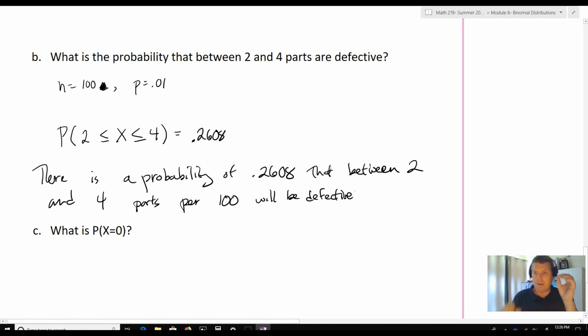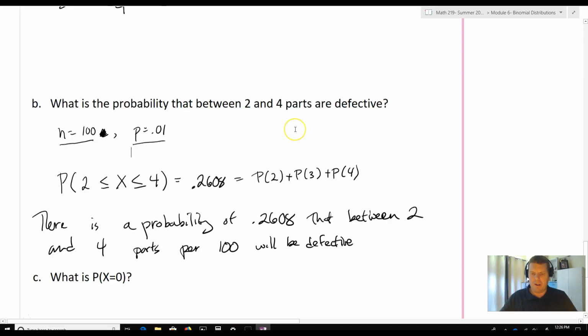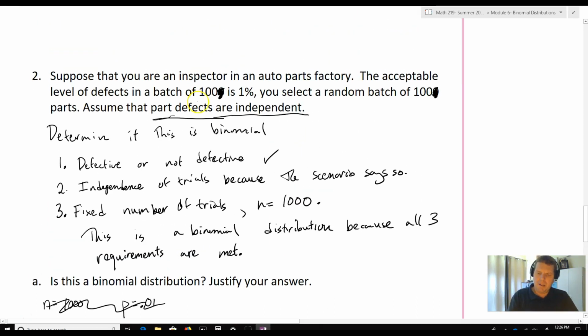To help you conceptualize this, it is essentially the probability that we get 2 defective parts plus the probability we get 3 defective parts plus the probability that we get 4 defective parts. So what did I do? I figured out what my n is, that's the set number of trials. Then I figured out what my probability was from the scenario: a batch of 100, excuse me, and the probability of defects of 1%, which is 0.01.